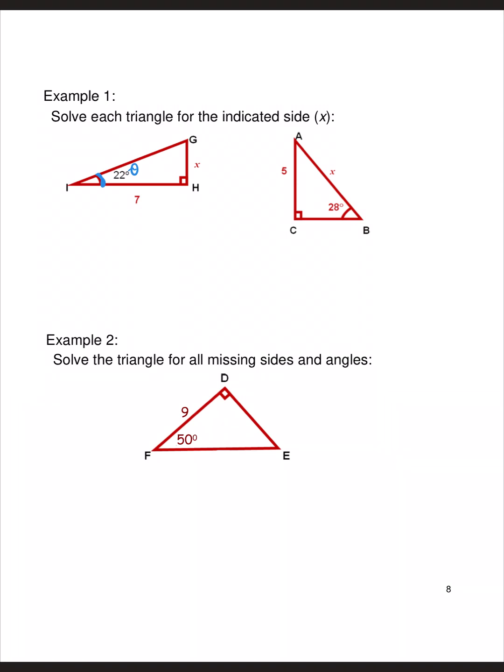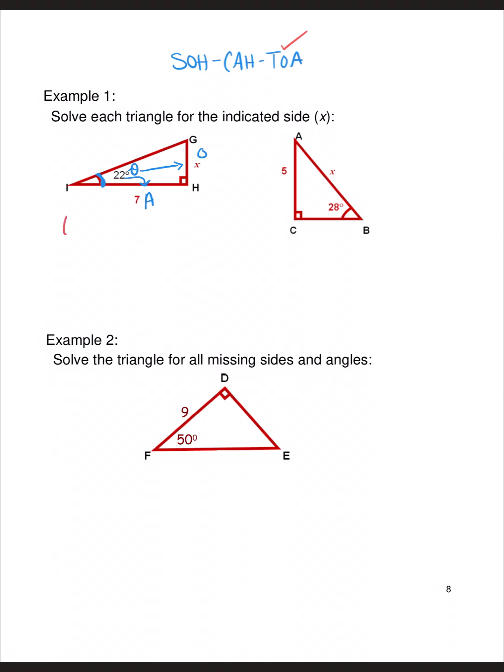It's wanting us to find the indicated side, which it's calling x. So that indicated side in this case is our opposite side. And they've also given us our adjacent side. So we have opposite and adjacent. And again, I'm going to write SOHCAHTOA. So which trig ratio uses opposite and adjacent? That is tangent.